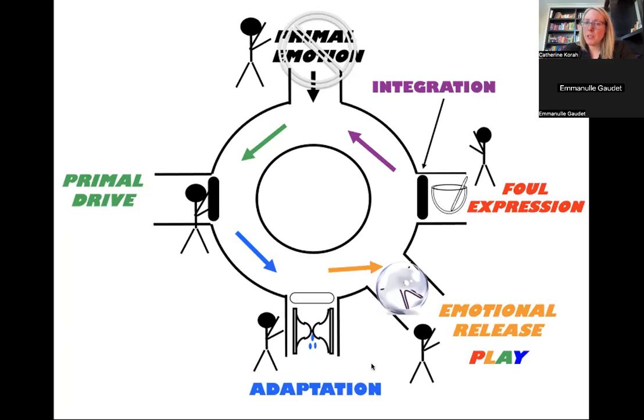We're not waiting for the child to be upset to have them express. So we schedule in their day pockets of time and spaces where they can go and let out whatever energy they have in their system. So we're doing this preventatively, and we could be using play as the medium. Whereas here, the child is already acting out and we're just there to accompany them.